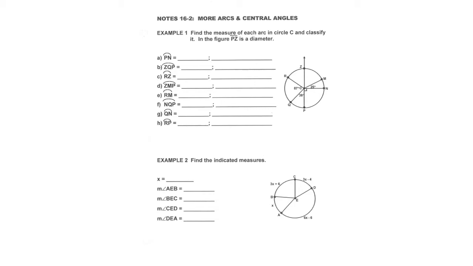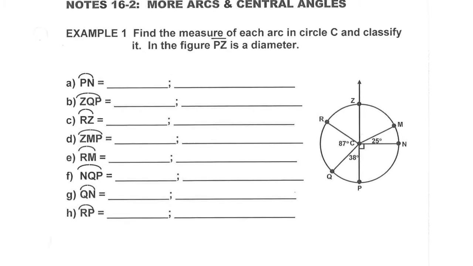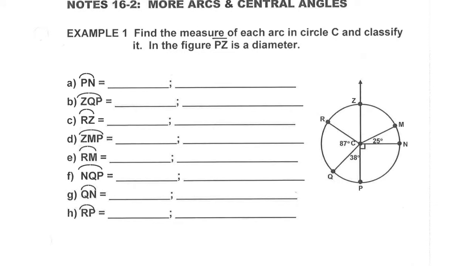All right, guys. So 16.2 is going to just be talking more about arcs, and then we're going to talk about central angles a little bit more. But mainly, this is about finding missing pieces of lines going through circles. If you look at example 1, there's a lot of things we need to find. It says find the measure of each arc in circle C and classify it. That means minor arc, major arc, or semicircle.